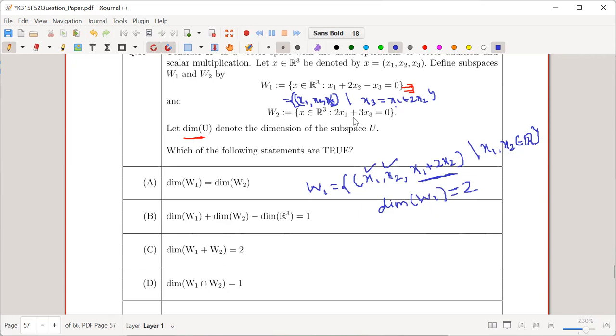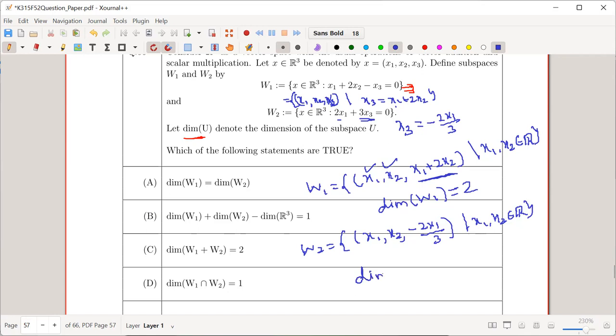Now look at the dimension of W2. We can rewrite this as x3 is nothing but minus 2 times x1 by 3. Therefore, again we can replace x3. Therefore, the subspace W2 is nothing but the set of all ordered triples (x1, x2, x3), where x3 can be written as minus 2 times x1 by 3, such that x1, x2 vary over R. Again, here the number of unknowns is 2, only x1, x2.